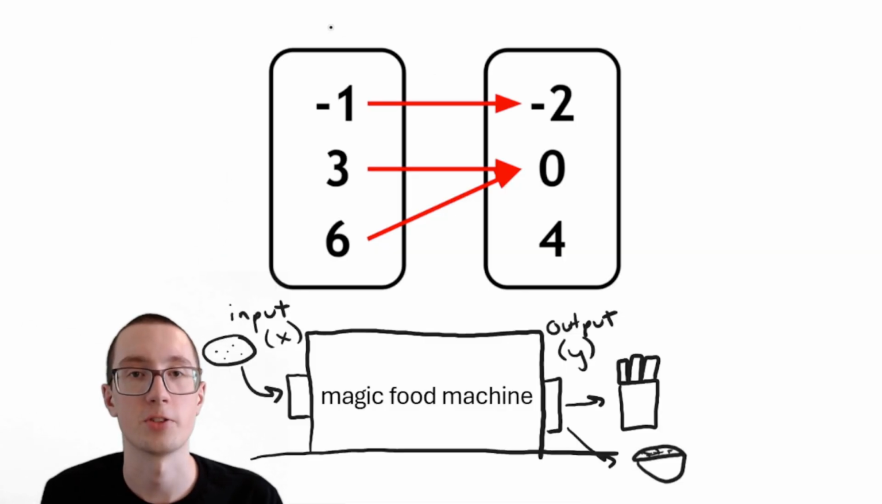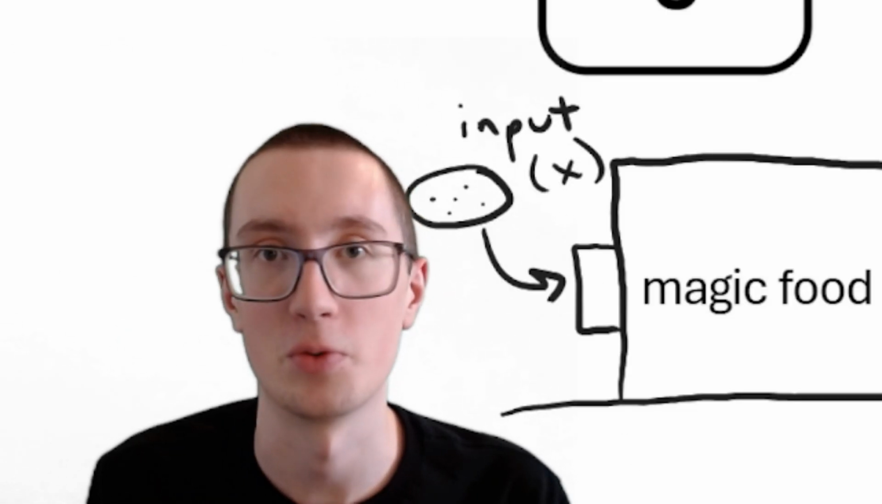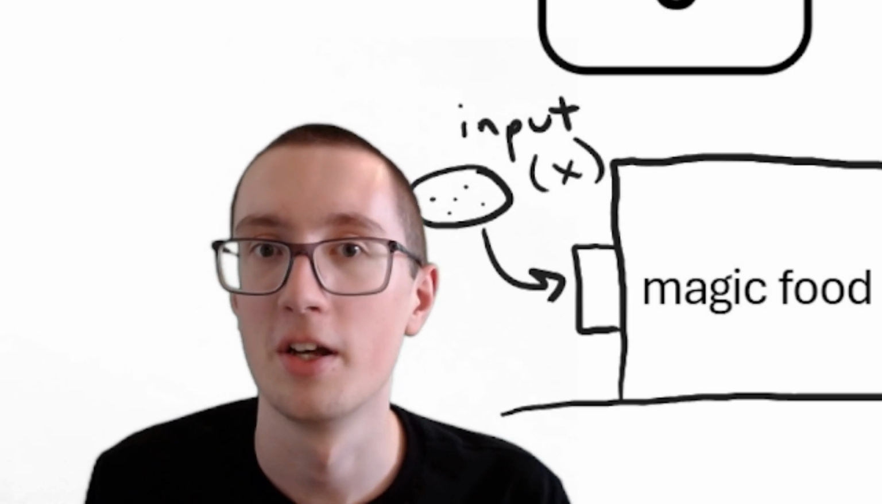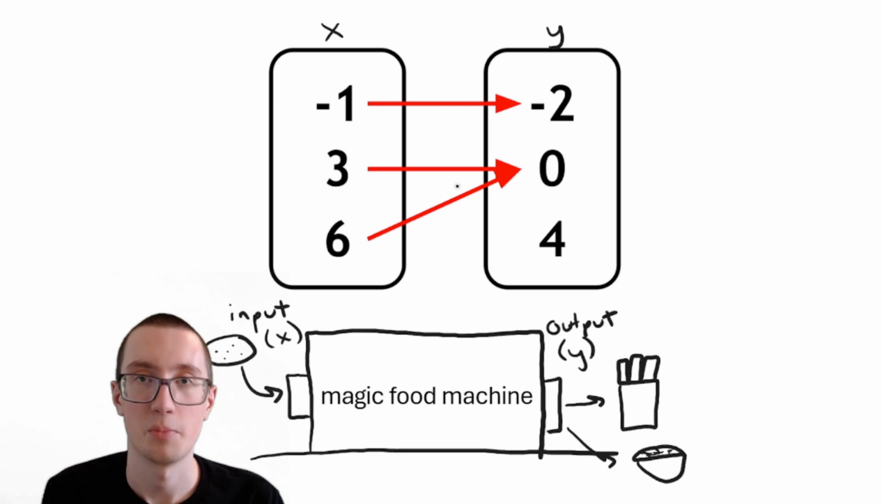So in this case, let's ask ourselves, is this a function? Well, remember the ones on the left are x and the ones on the right are y. So whenever we put in -1 into our magic number machine, which is not as exciting as the magic food machine, but still sort of exciting, we get -2. When we put in 3, we get 0 every time. And when we put in 6, we also get 0. To me, that sounds like a function, right?